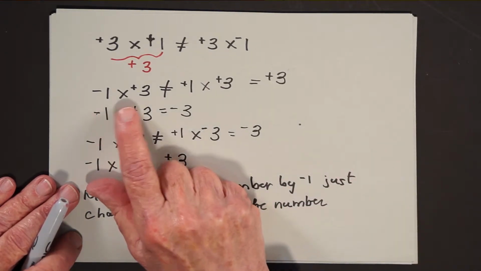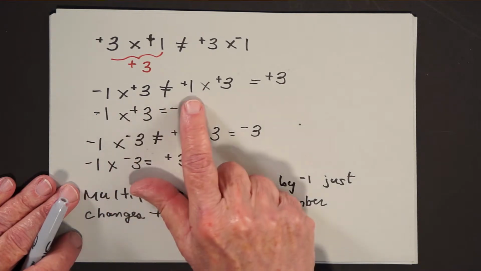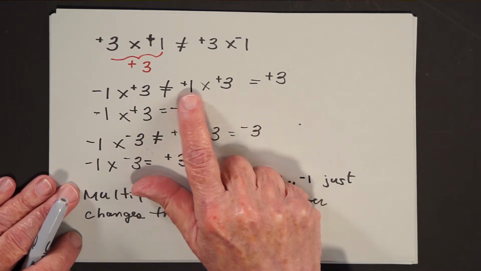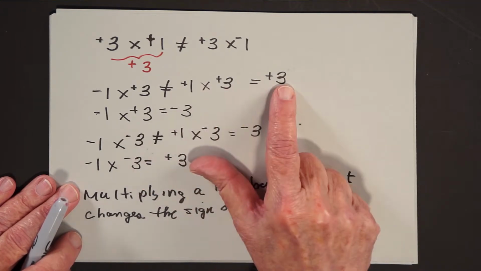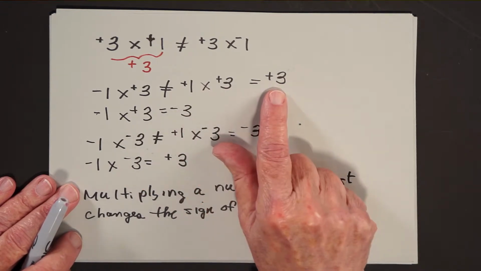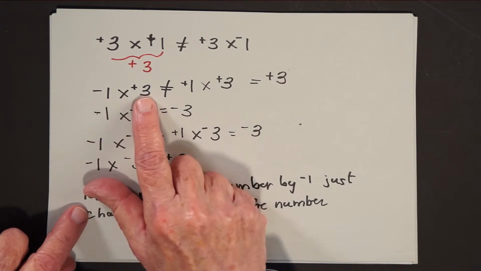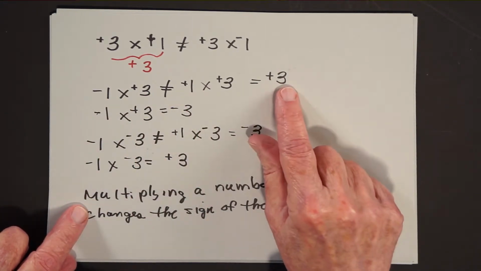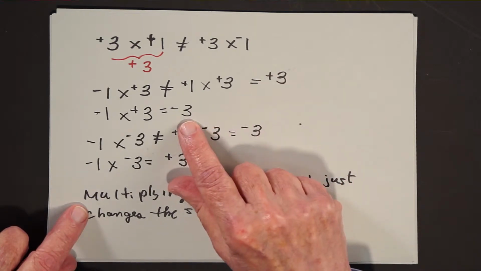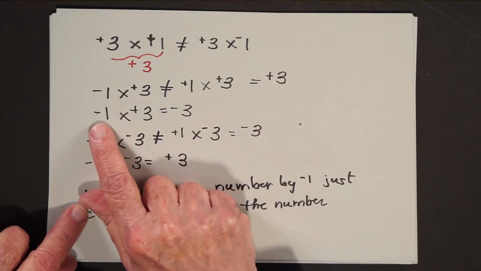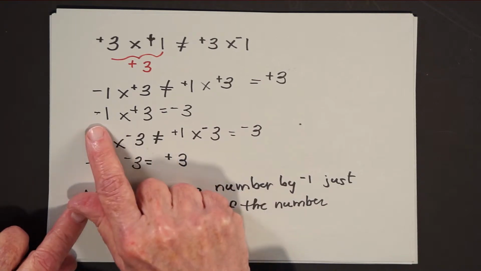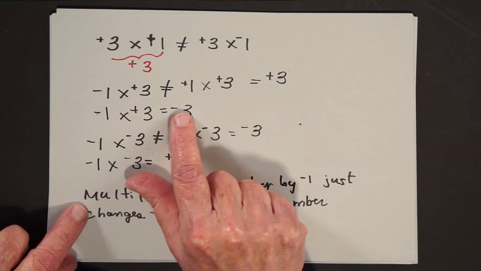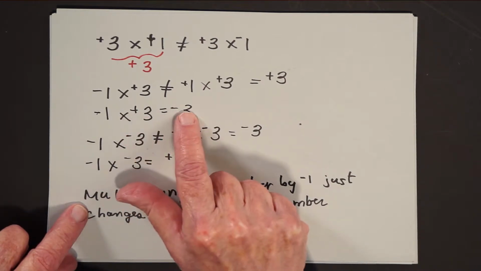So we know that negative 1 times positive 3 can't equal positive 1 times positive 3, but we also know that positive 1 times positive 3 is positive 3. So negative 1 times positive 3 can't equal positive 3. There's only two nouns. If it can't equal positive 3, it has to equal negative 3. And what we notice is that multiplying positive 3 by negative 1 kept the adjective the same, but it changed the noun from positive to negative.